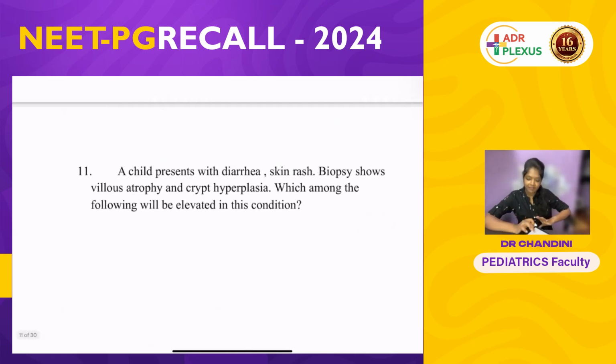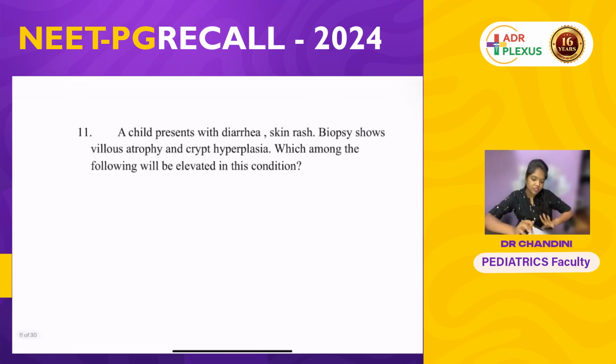Question number 11. Two questions from this topic, very important topic. A child presents with chronic diarrhea and skin rash. Biopsy shows villus atrophy and crypt hyperplasia. Two important findings. Which among the following will be elevated in this condition, and a set of options were given. So with this, we know what the diagnosis is. Child with chronic diarrhea, biopsy, villus atrophy, crypt hyperplasia. The diagnosis is nothing but celiac.